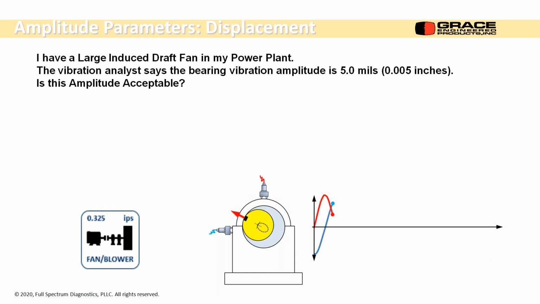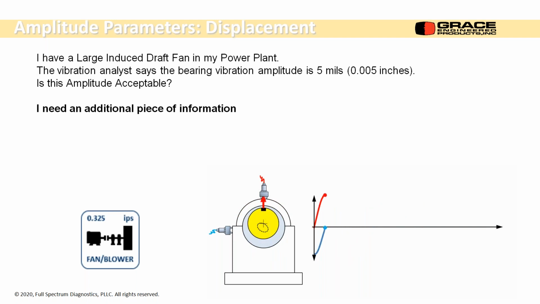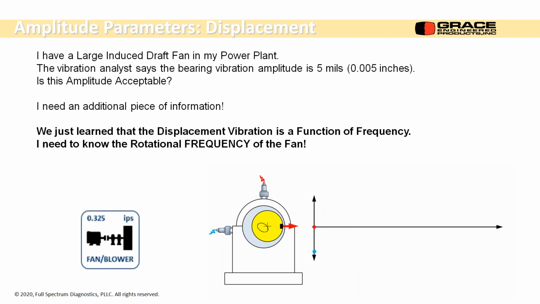Okay, I have a large induced fan in my power plant. The vibration analyst says the bearing vibration amplitude is 5 mils or 5 thousandths of an inch. Is this amplitude acceptable? Can I even answer him? I need an additional piece of information. We just learned that displacement vibration is a function of frequency. I need to know what the rotational frequency of the fan is, then I can tell him my answer.